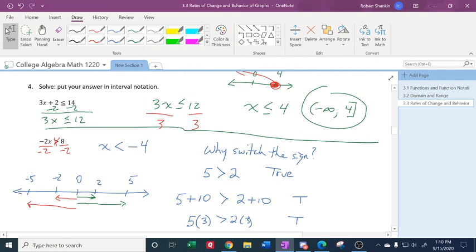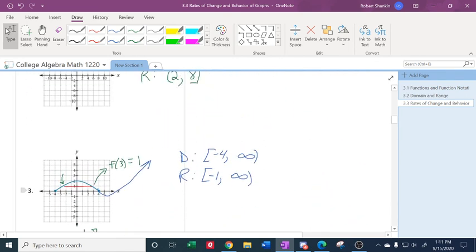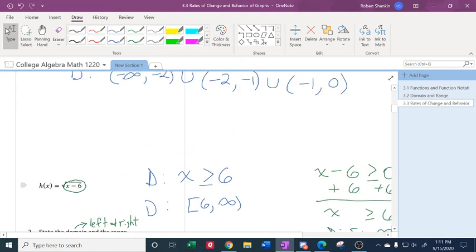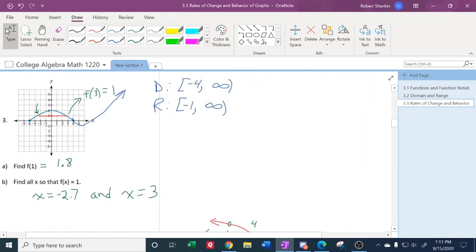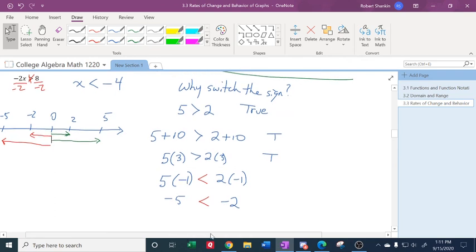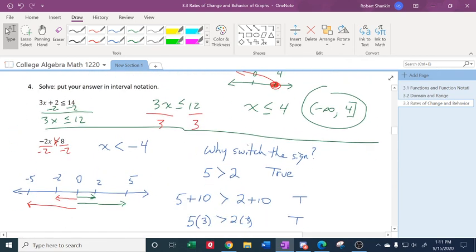Now, the reason why I'm going over this is because when we were doing domain and range, one of the ways you can do domain and range is set up an inequality, like we did right over here. Say this must be greater or equal to 0. But if this has like a negative 2x minus 6, then when you solve that inequality, you have to remember that rule, that when you multiply or divide by a negative number, you switch the sign.